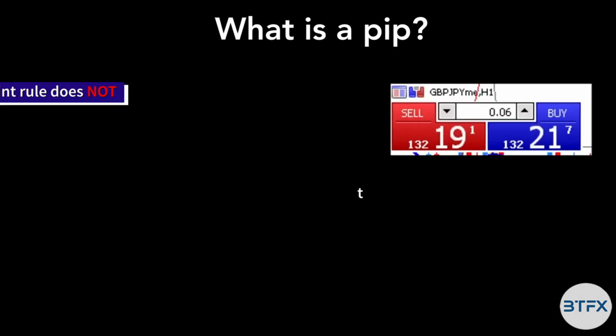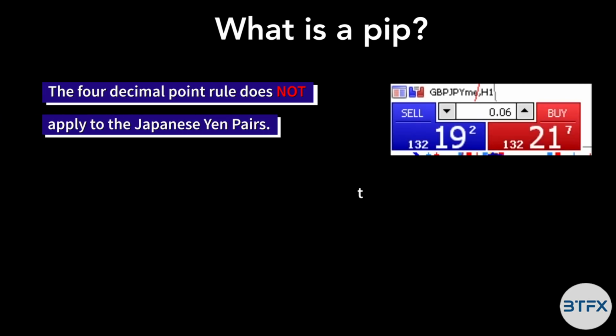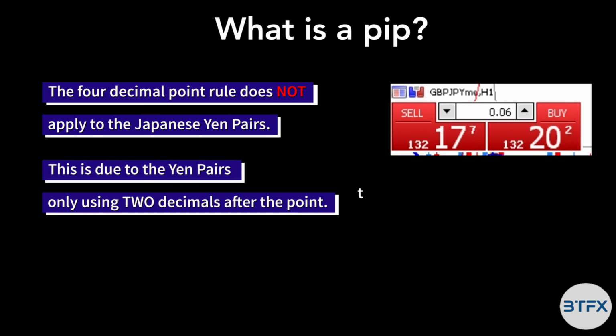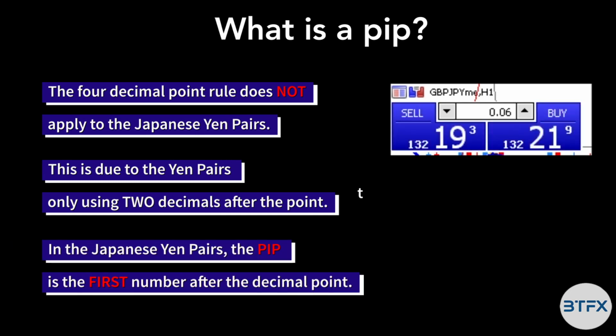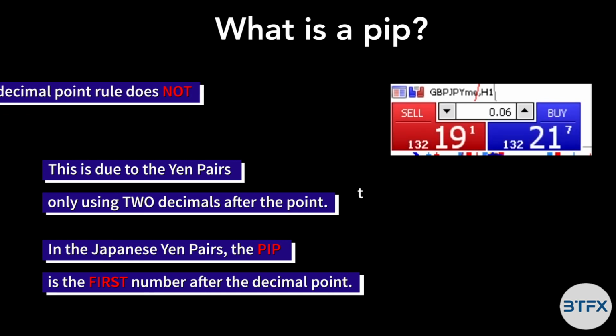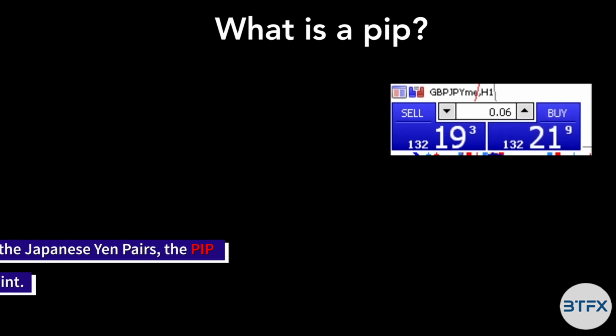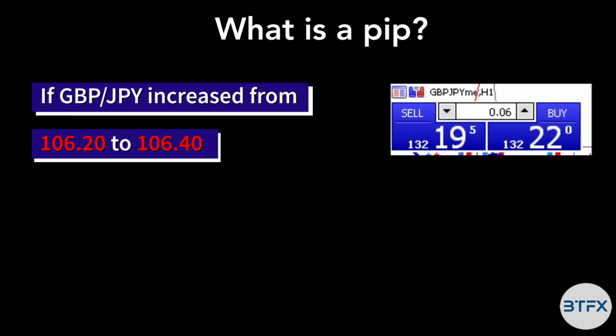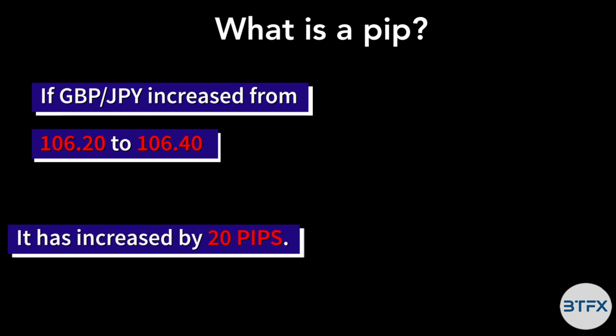However, the 4 decimal point does not apply to the Japanese pairs, as it only uses 2 decimals after the point. In Japanese pairs, the pip is the first number to the right after the decimal point. So if GBP/JPY increased from 106.20 to 106.40, it has increased by 20 pips.